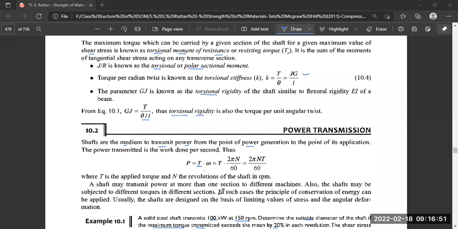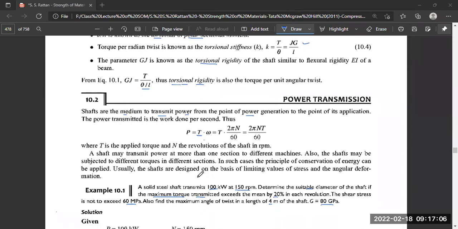A shaft may transmit power to more than one section, to different machines. So this shaft may be subject to different torques for different machines. The principle of conservation of energy is always applied, and the shaft is designed for a limiting value of stress. We are supposed to design the dimension of the shaft for a given amount of power transmission.